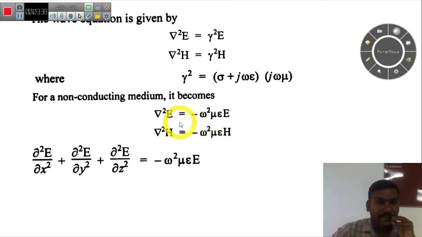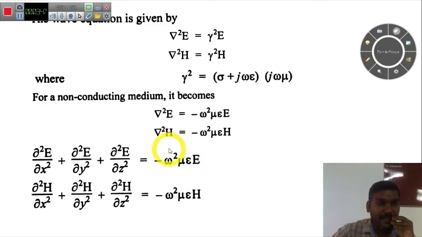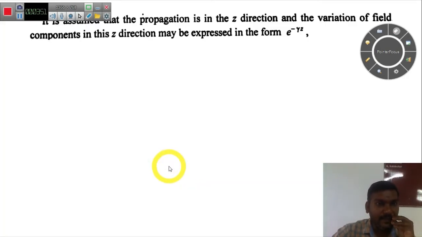And on the left hand side we can expand the value, right? Dou square E by dou x square plus dou square E by dou y square plus dou square E by dou z square is equal to minus omega square mu epsilon E. And similarly we can write the values for H. This is equation number 3.